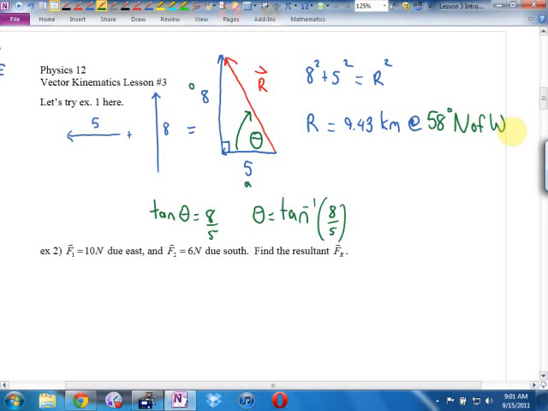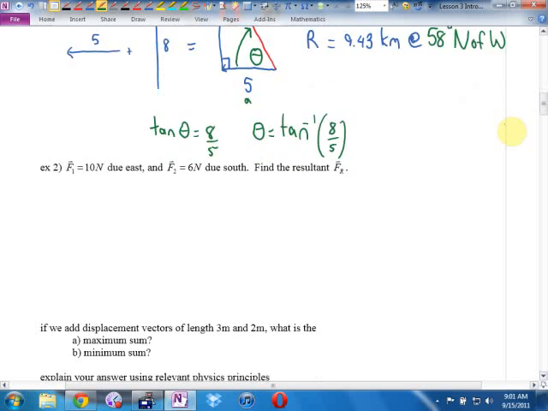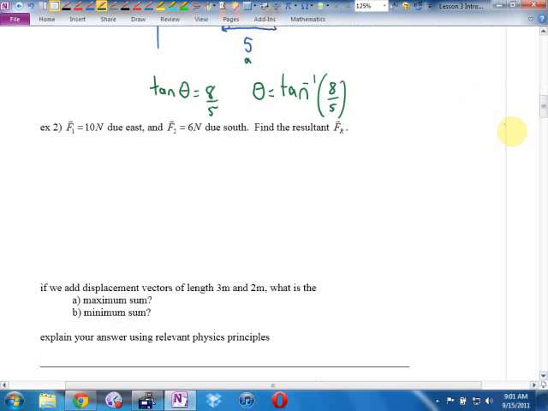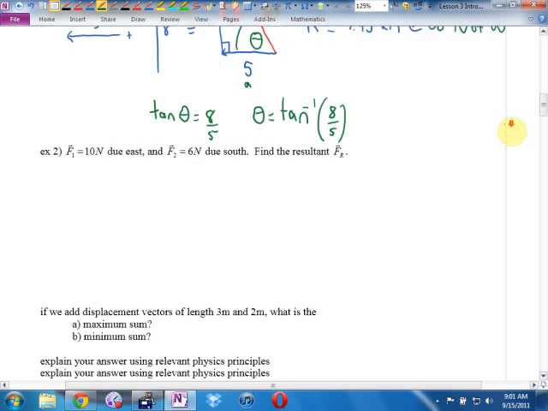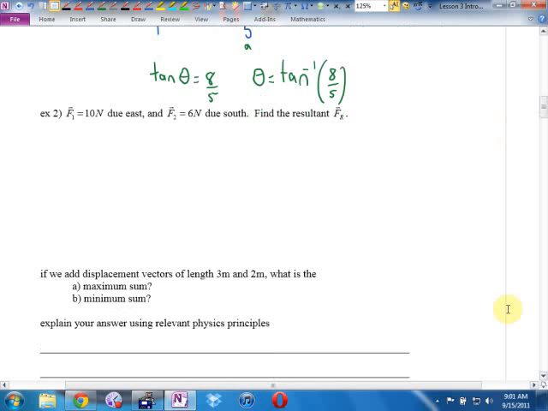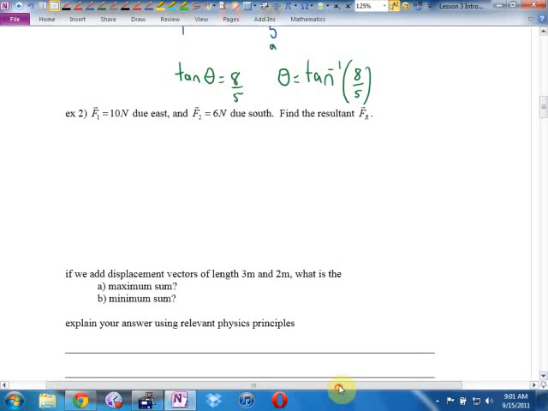Vectors. Example 2. So that's how I can add two vectors together when they're lovely right angles. I think example 2 is also a lovely right angle. So I'm going to try example 2 on your own here really quickly. I'm going to freeze my screen. And let's see if we get the same answer.